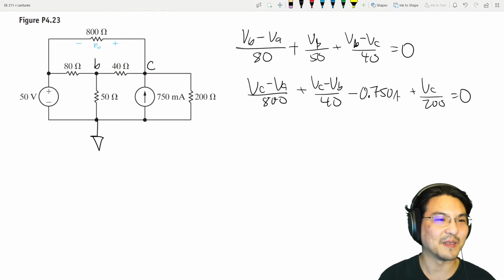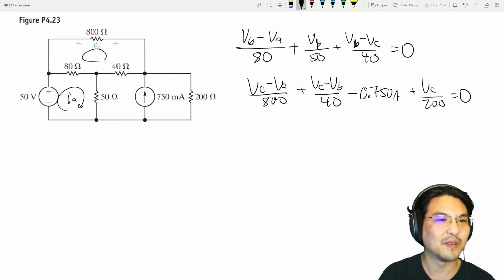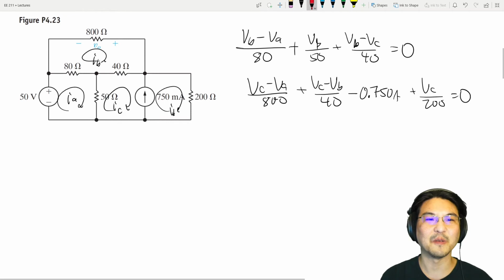All right, now let's take a look at the mesh current method. How many meshes we got? 1, 2, 3, 4. Okay, so already we have 4 unknowns. I do note that this is a super mesh.